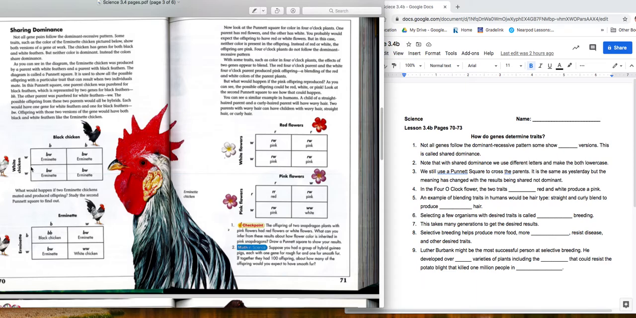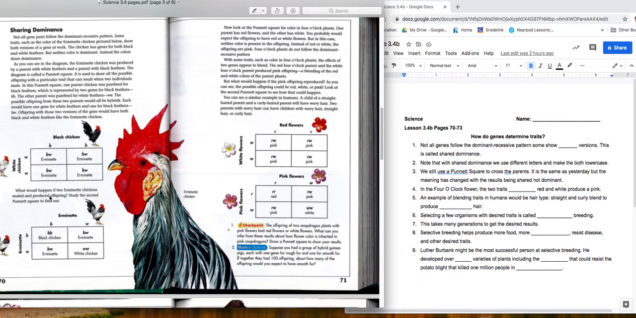So yesterday we were working in your book with R and r, and on the board with B and b. Today we said, hey, black, lowercase b, and W. We didn't make it capital, because that would give you the impression it dominates. So we'd use different letters to do those things. We're still going to use a Punnett square to cross the parents. Everything is the same as what we did yesterday, except once I get to my hybrids, I need to be able to translate and say this is shared dominance. So it's literally black and white together, which we call an Erminette chicken.